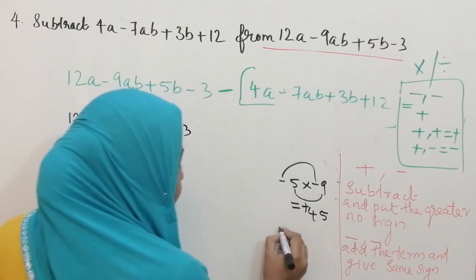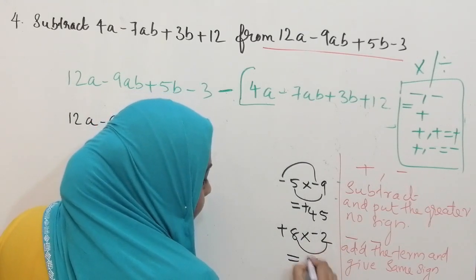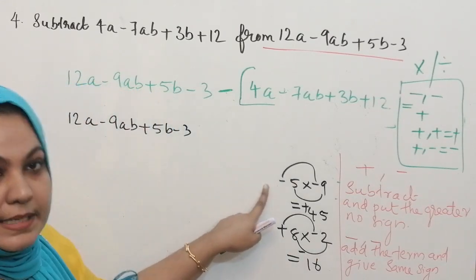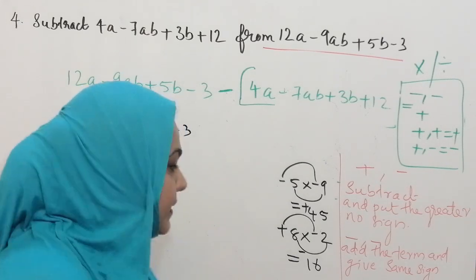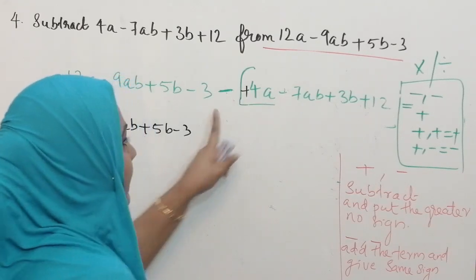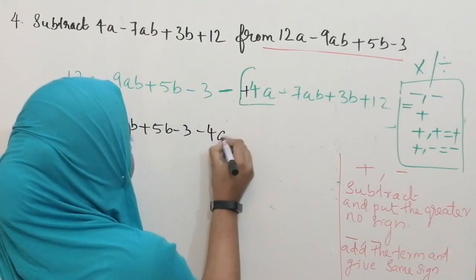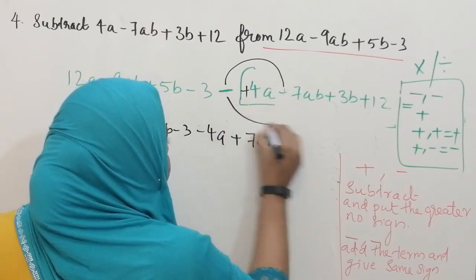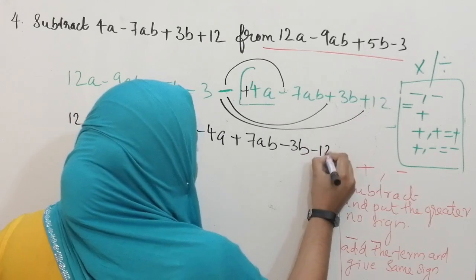So similarly, here also 8 2s are 16. If different sign comes means you have to give minus. So this is the rule for multiplication and division. For plus and plus, you know that obviously it will become plus. Now we can break this bracket. So here 4a means this will become plus 4a. So minus and plus minus. So minus 4a. Then minus and minus plus 7ab. Minus and plus minus 3b. Minus and plus minus 12.